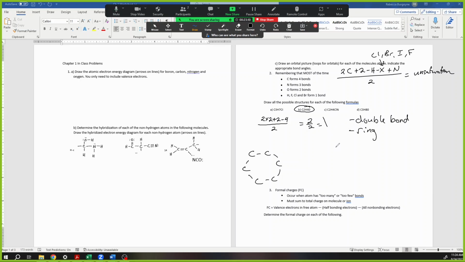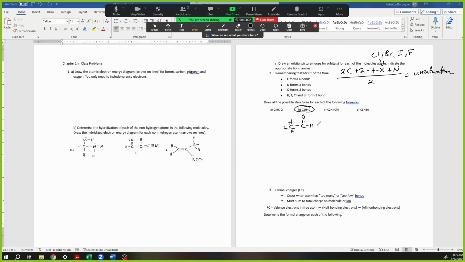So let's start some possible structures for this. We know it has 1 unsaturation. So what could this look like? Let's brainstorm here. You mentioned a double bond to an oxygen. Okay, like that. And then where do we put our hydrogens? How many there? And how many on the second one?